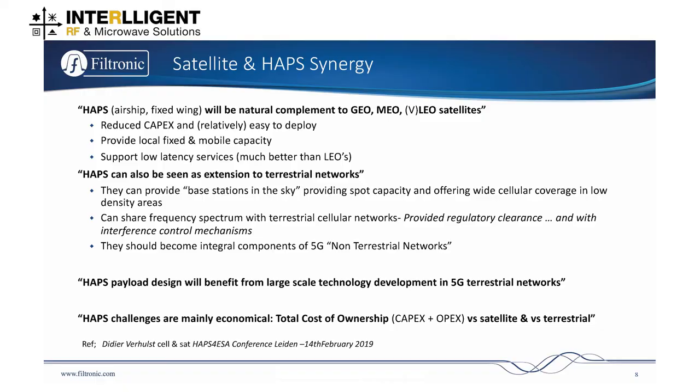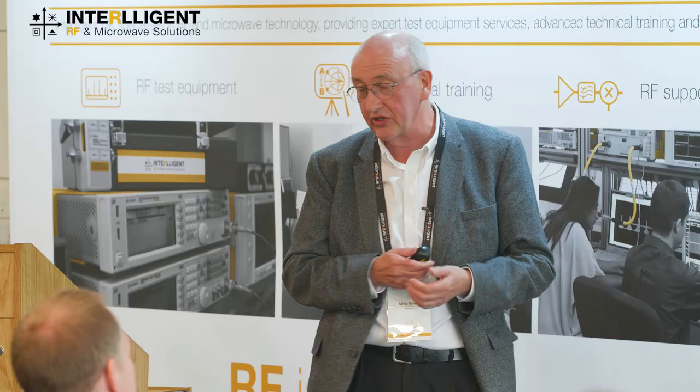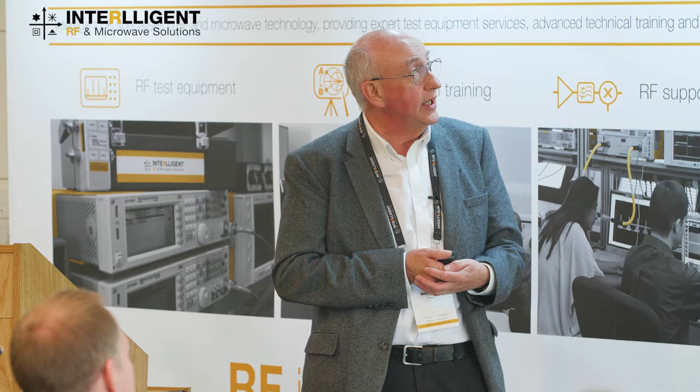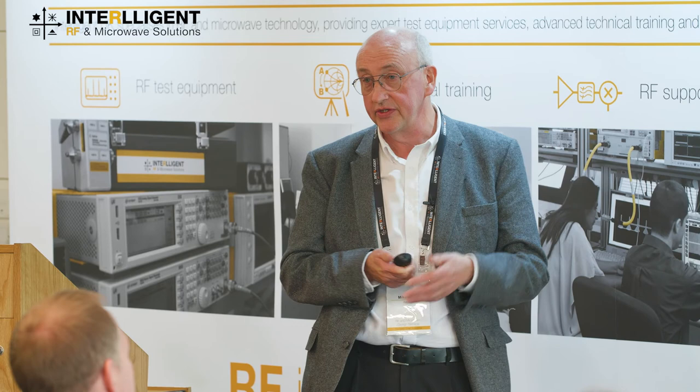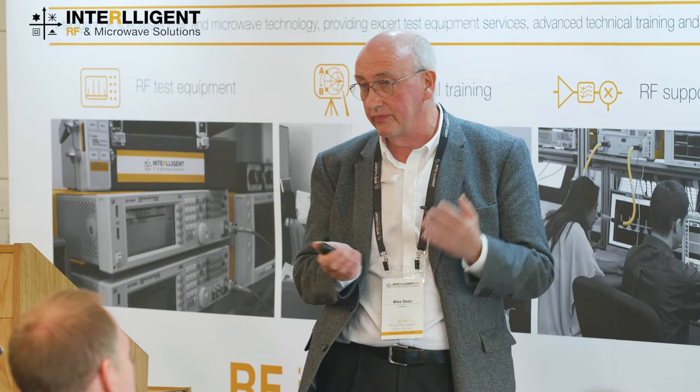So in terms of HAPS and satellite synergy, we've heard satellites are going to be transiting across the sky pretty rapidly. You've got satellites that are traveling at 7 kilometers a second whizzing above. You have to be able to track those, so steerable antennas are absolutely essential. The high altitude platform is a different beast. It's got more persistence. It can be stationed reasonably statically over a certain area. Okay, it is moving slowly, but it's a much easier proposition to connect to a high altitude platform.